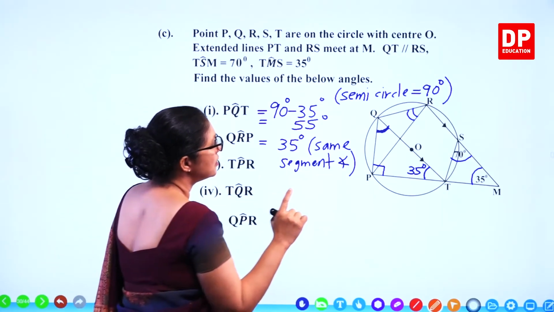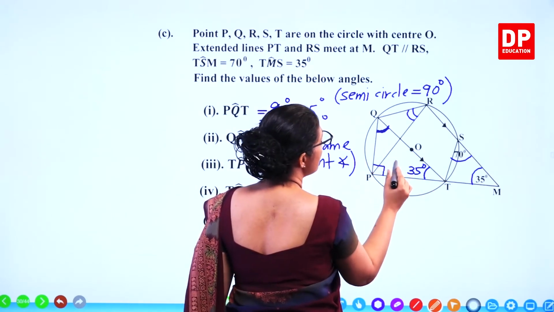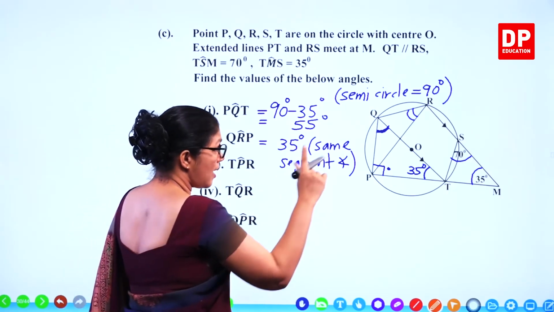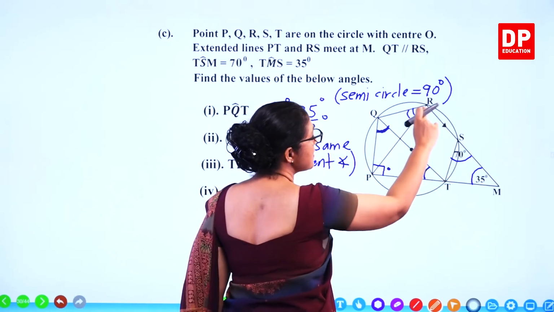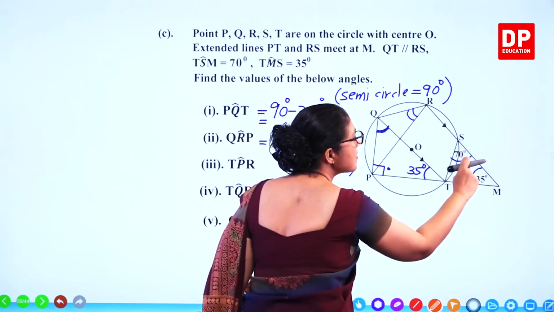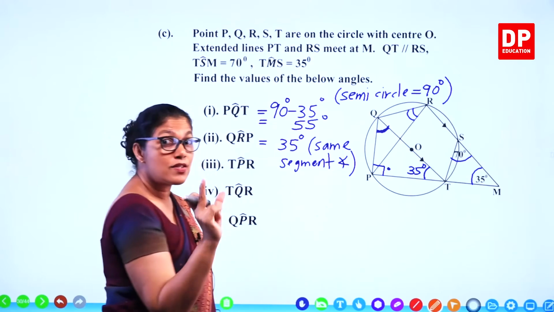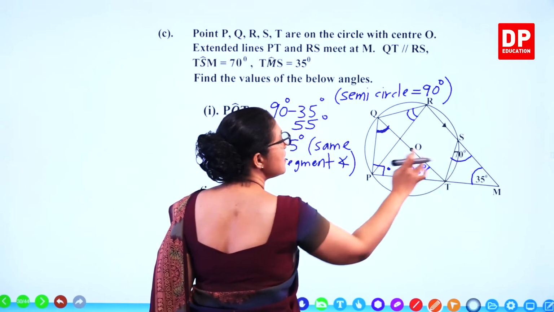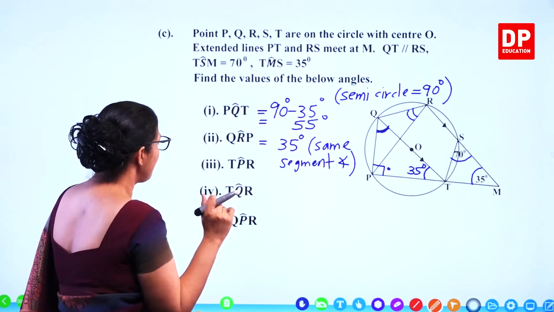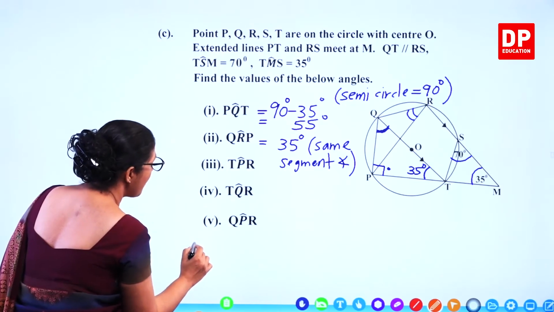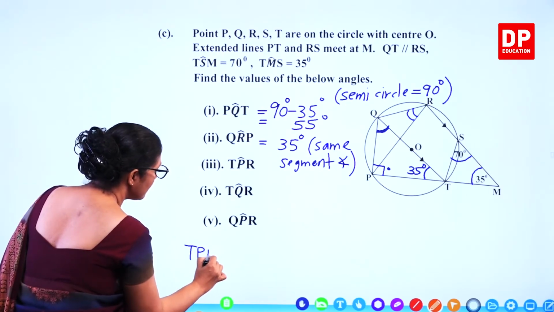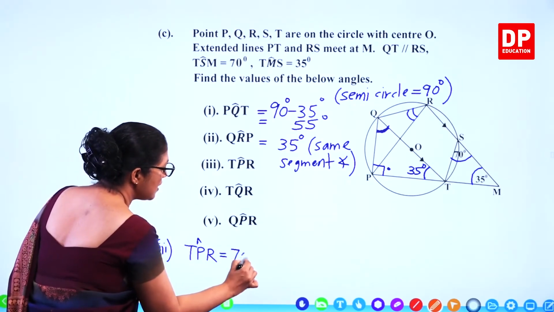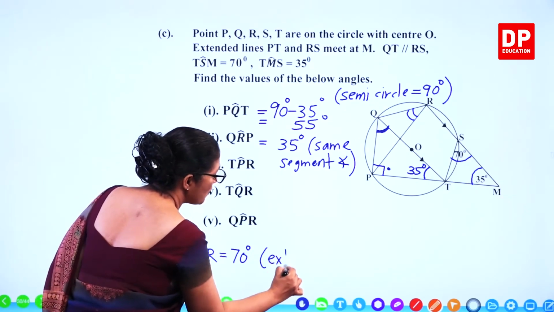TPR. TPR, this angle. How can we write down that? Look at carefully. So PTSR, cyclic quadrilateral, this is the exterior angle. So we know that exterior angle is the same as the opposite interior angle. So this is 70. That means this is also 70. So I'll write here TPR, that's 70, exterior angle of a cyclic quadrilateral.